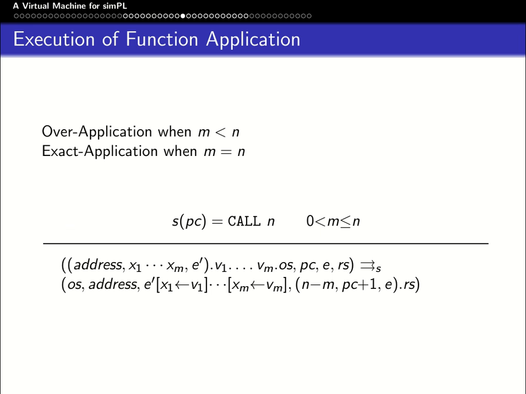So let's explain the residual argument. So we have over application, and when m is less than n. So when we have a number of formal arguments that is less than the number of actual arguments, right? I'm hoping this is correct.